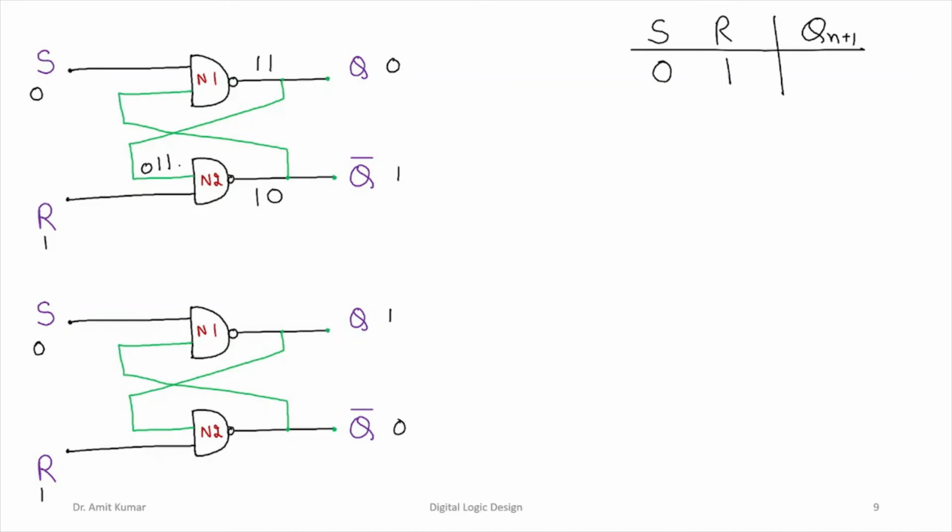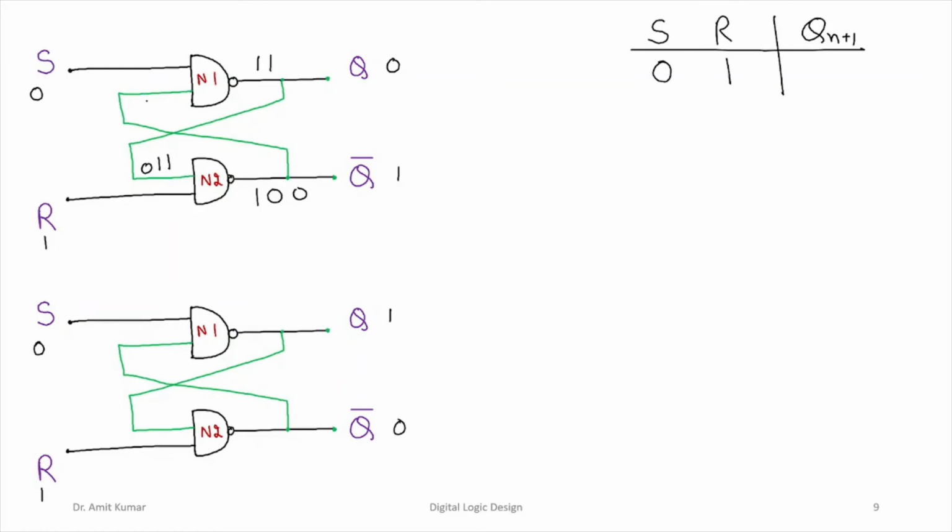We'll consider when S and R are 0 and 1. In this case, what is going to be the output? If S is 0 and R is 1, either the output can be 0 or 1, or the output can be 1 or 0. If we consider the first case, 0 NAND 1 will be 1. And 1 NAND 0 will be a 1. So this one from feedback, 1 NAND 0 will be a 0. This 0 NAND 0 will be a 1. Again 1 NAND 1 will be a 0.